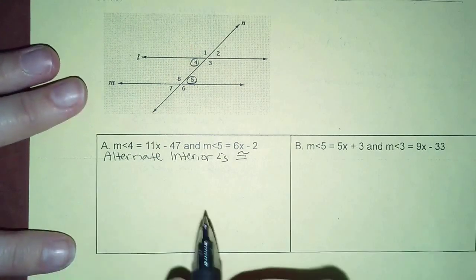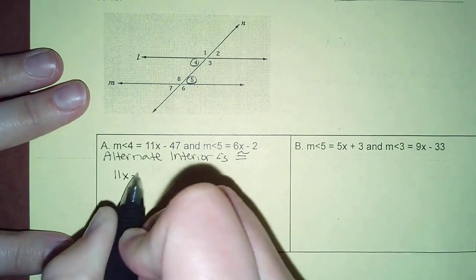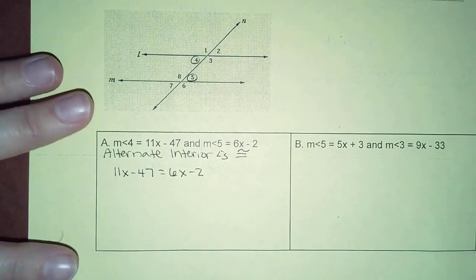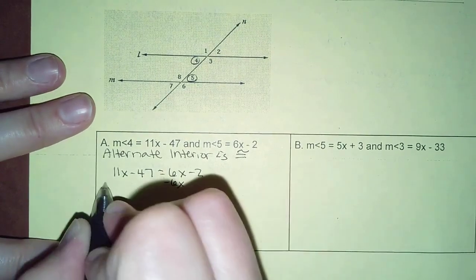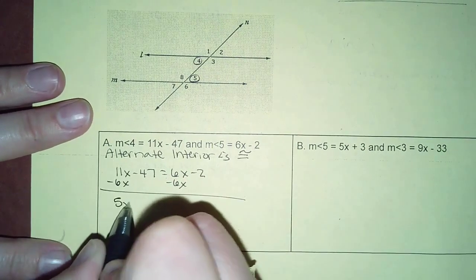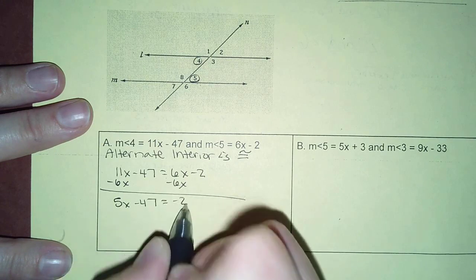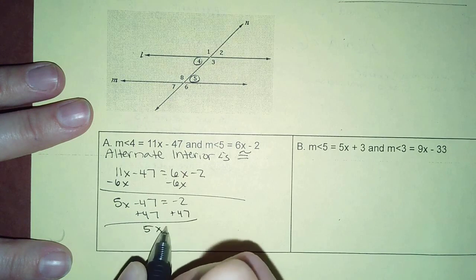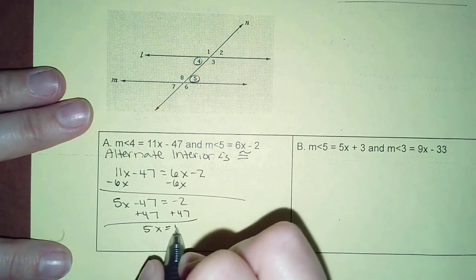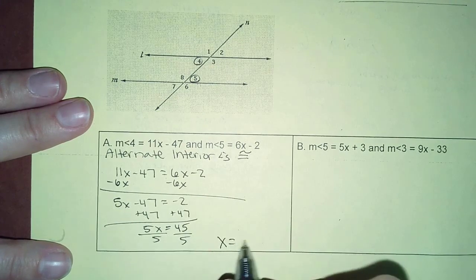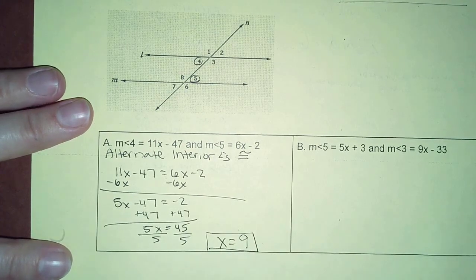Let's set them equal to each other now. 11x minus 47 equals 6x minus 2. I'm going to move my x's, so subtract 6x on both sides. 11 minus 6 is 5, so 5x minus 47 equals negative 2. Add 47 to both sides. 5x equals 45. Divide both sides by 5. So x equals 9. Next class we'll do more with that.